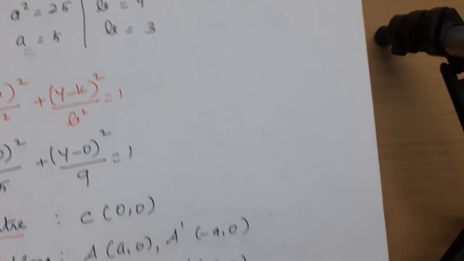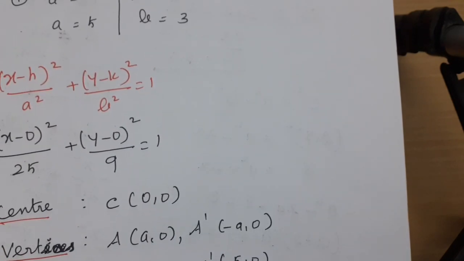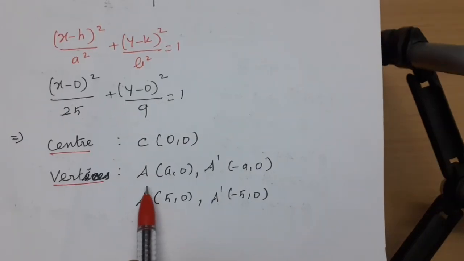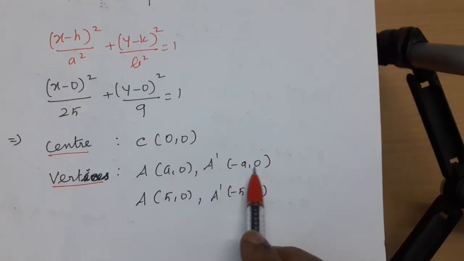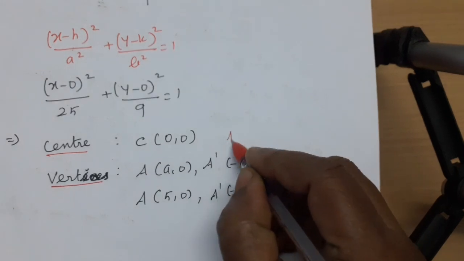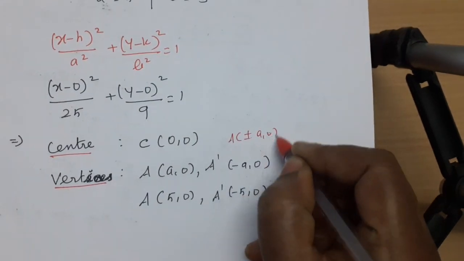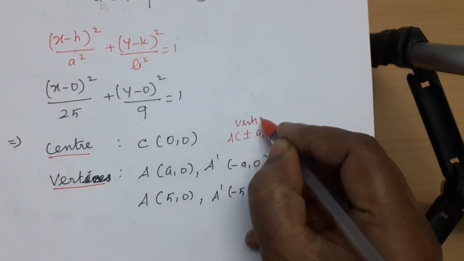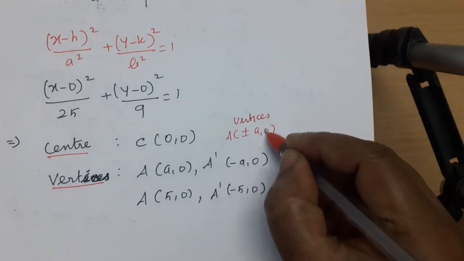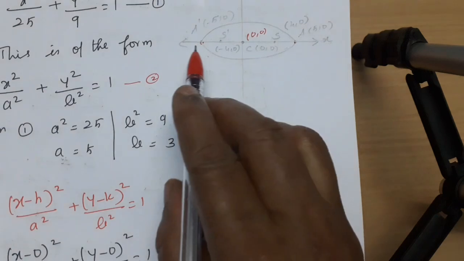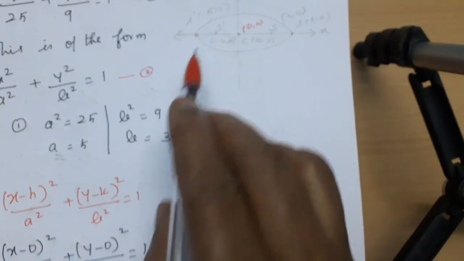The vertices are A comma 0 and minus A comma 0, that is plus or minus A comma 0. Otherwise, you say the vertices are plus or minus A comma 0, because this is along which axis? The major axis is along the x-axis. Passing through the x-axis, the y value becomes 0.